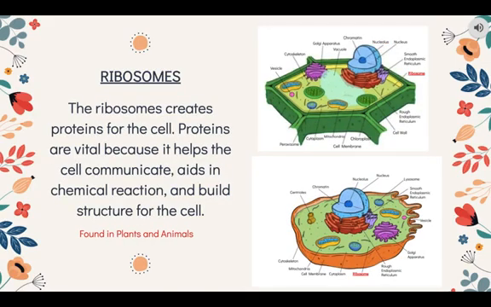The next organelle you should know about is called the ribosome. Ribosomes create proteins for the cell. Proteins are vital because they help the cell communicate, aid in chemical reactions, and build structures for the cell. Ribosomes are found in both plant cells and animal cells, as you can see on the right.